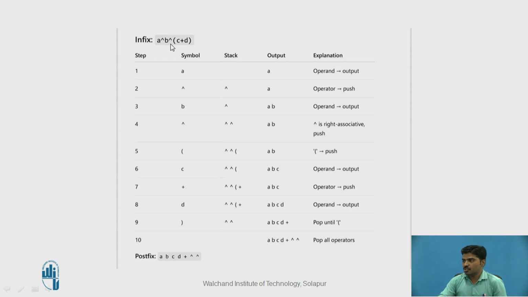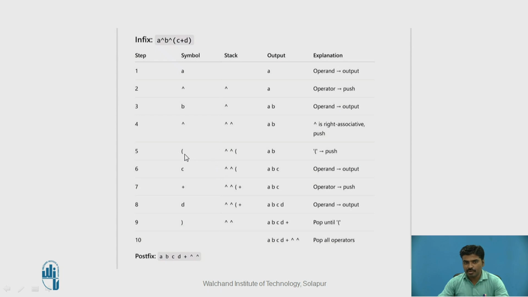A raised to B raised to C plus D. First you check the symbol A, directly put it into the output. The raised to symbol, push into the stack. B is a symbol, you directly put it into the output. Again the raised to symbol, you have to push into the stack, because raised to and the stack's raised to have the same priority, but due to the right associative rule you directly add raised to on the top of another raised to. Like this the example will continue.